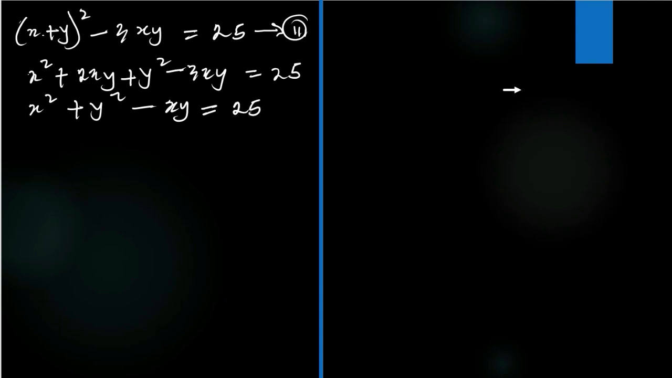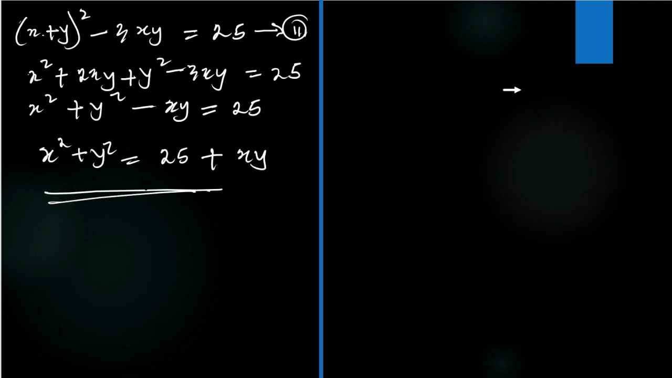Obviously, if you look at this carefully, you know that we've gotten a definition for our x squared plus y squared. So I can conclude that my x squared plus y squared is the same thing as 25 plus xy. I hope you understand how I have gone through this definition.